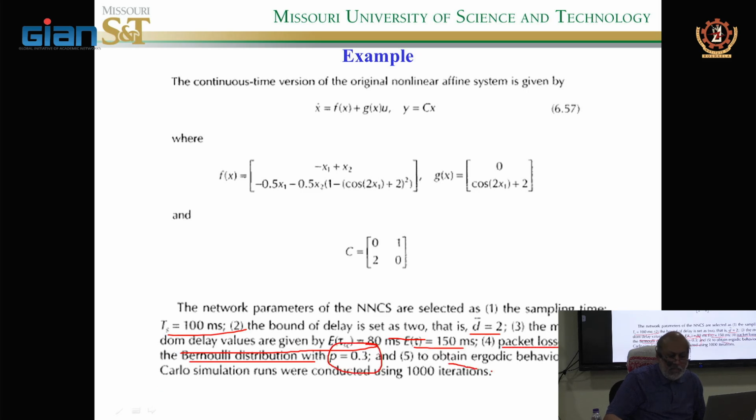And to capture the ergodic behavior, we are always doing Monte Carlo, 1000 iterations. Don't forget that. We do the Monte Carlo and we average them out. It goes without saying, because all this is stochastic. Okay?